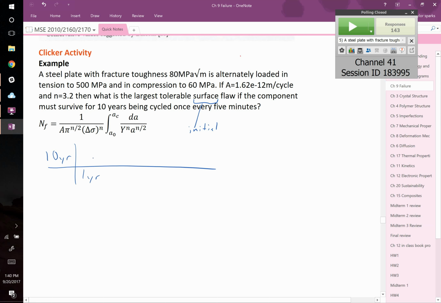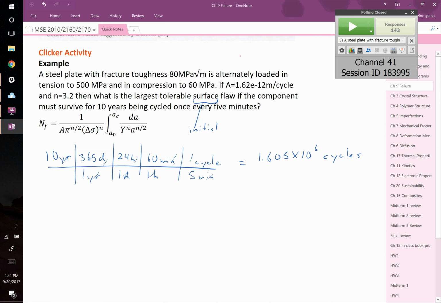Well, in 1 year, there are 365 days. In 1 day, there are 24 hours. In 1 hour, there are 60 minutes. And then every 5 minutes, we have a cycle. Everything cancels out, and you're left with just the number of cycles. So when I do this, I get 1.605 times 10 to the 6th cycles. Right? So you're asking it to survive about 1 million cycles. Okay, we've got that part of the question down.